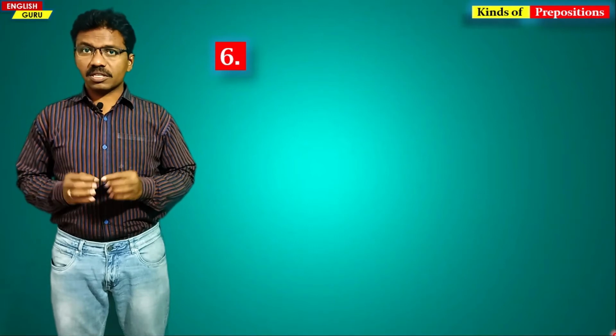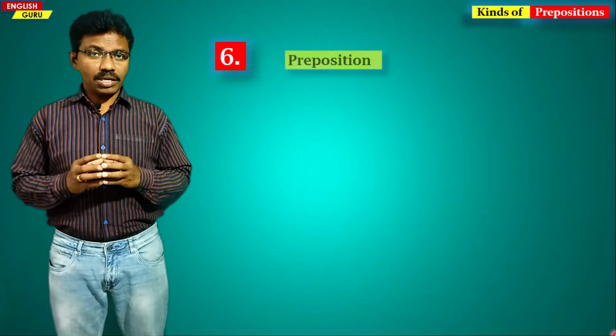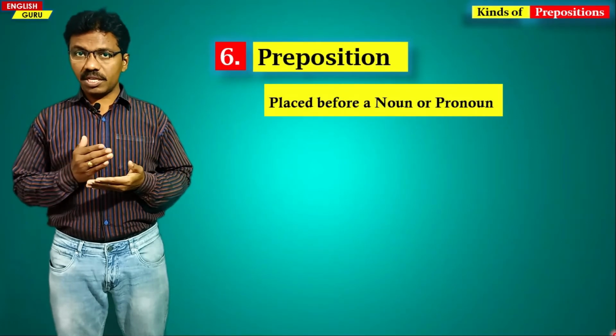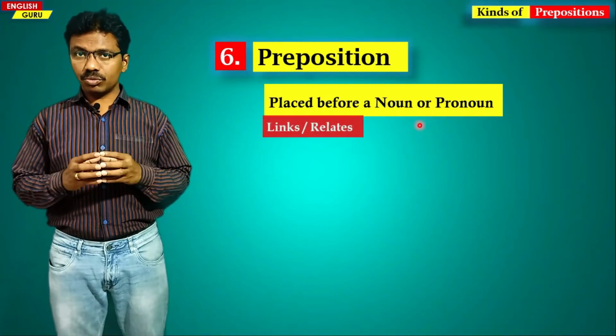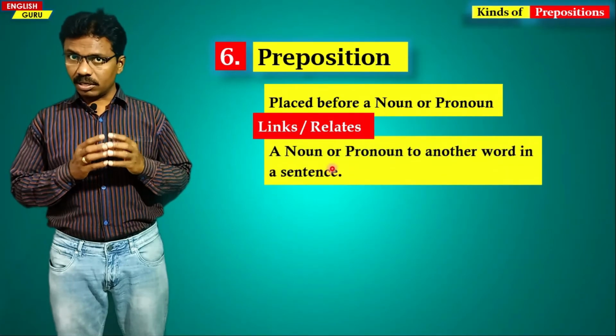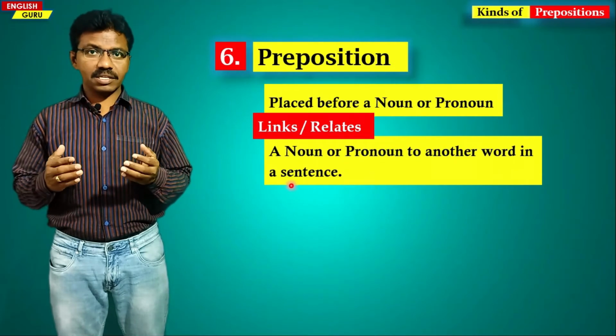So welcome back. Preposition is the sixth one in the parts of speech of English language. So what is a preposition? Preposition is a word which is placed before a noun or a pronoun. And what does it do? It links or relates that particular noun or a pronoun with the other words in a sentence.